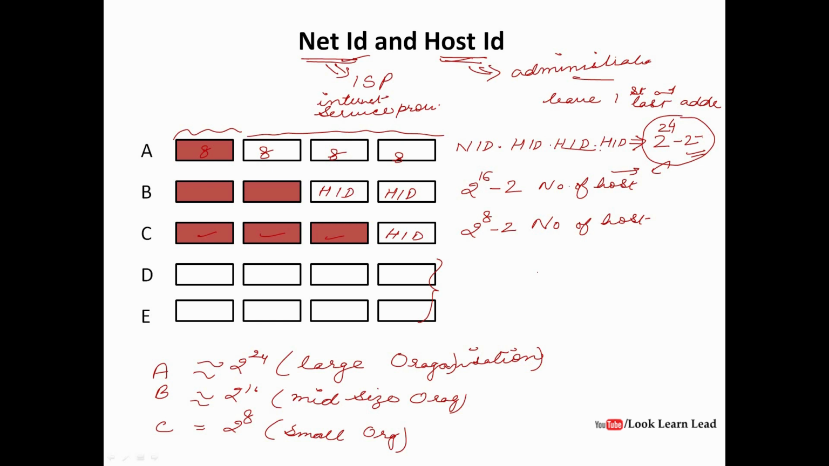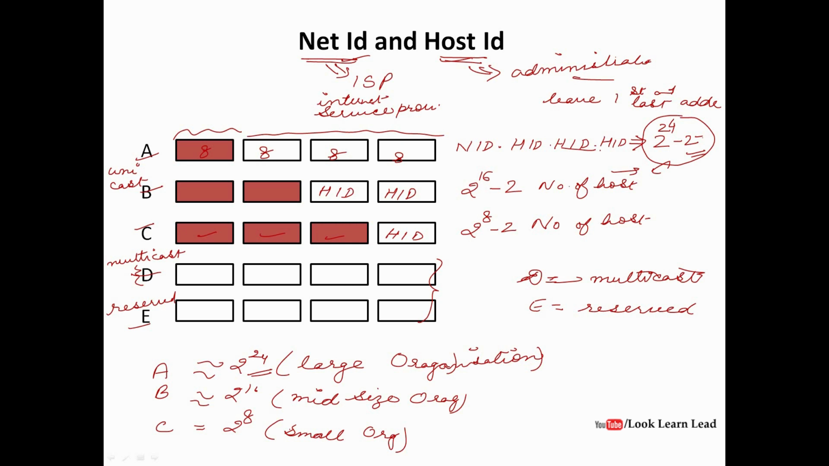In class D we would use everything; the whole thing is the network ID only. So class D is for multicasting, and class E is reserved for future or experimental use. So I can conclude that A, B and C are for unicast, D is for multicast and E is reserved. Why A is used for large organizations I have explained: it can accommodate 2 to the power 24 hosts. B is for mid-size and C is for small.